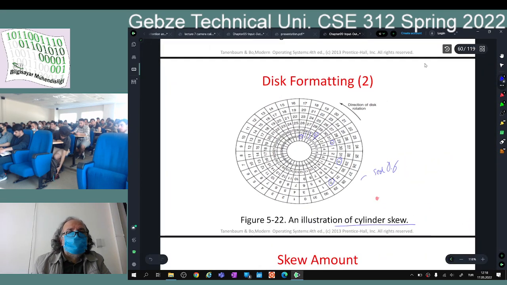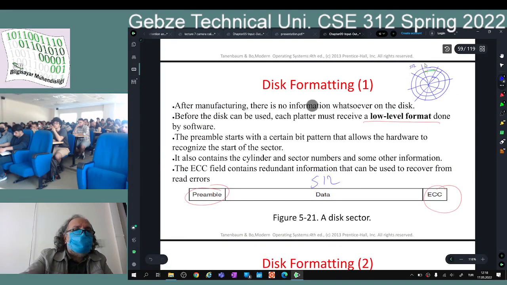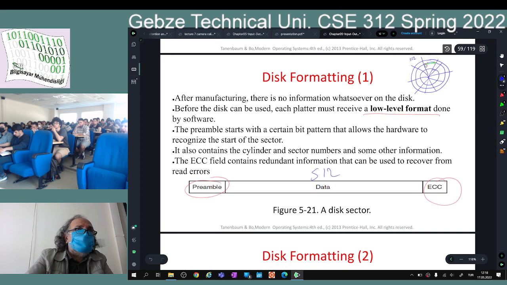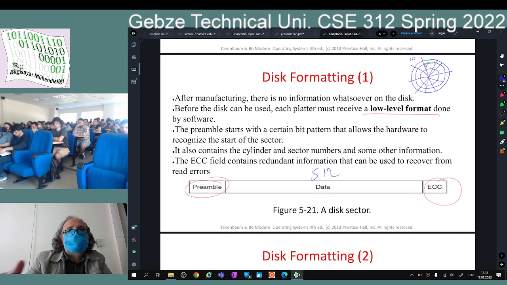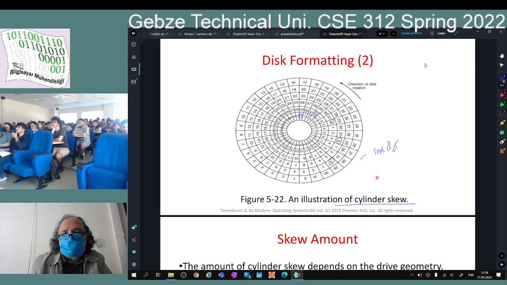This is called cylinder skew, and I do this when I do the disk formatting. Why? Because in my preamble I say this is sector number 0 or 1 or 2. So when you are doing the low level formatting, you indicate your skew amount and you put that number in here. So the skew amount is not set by the factory, it is set by the low level formatting. Any questions?